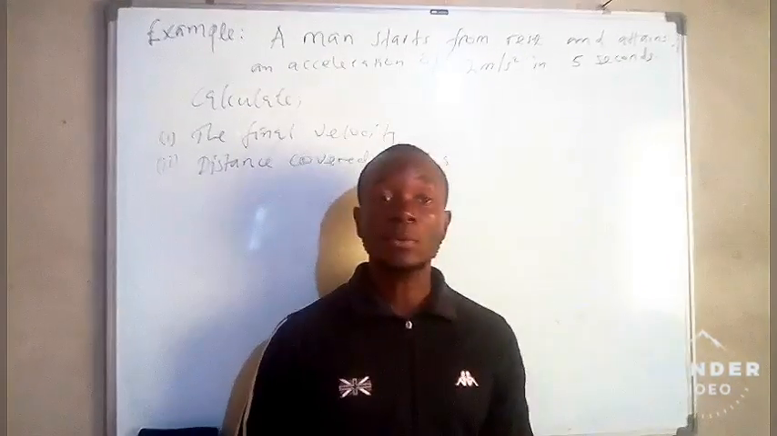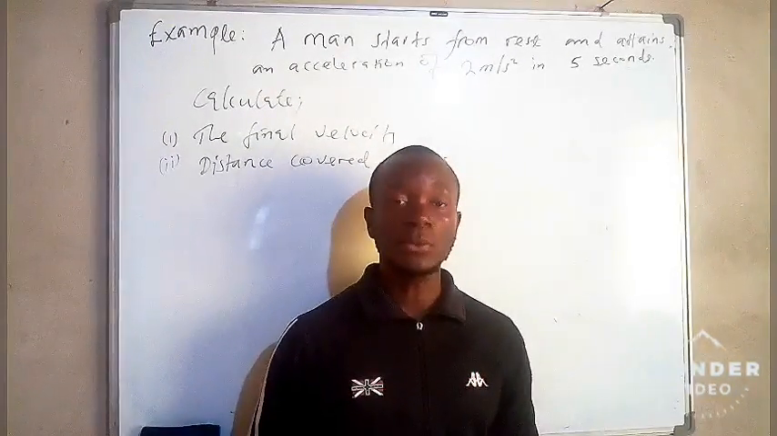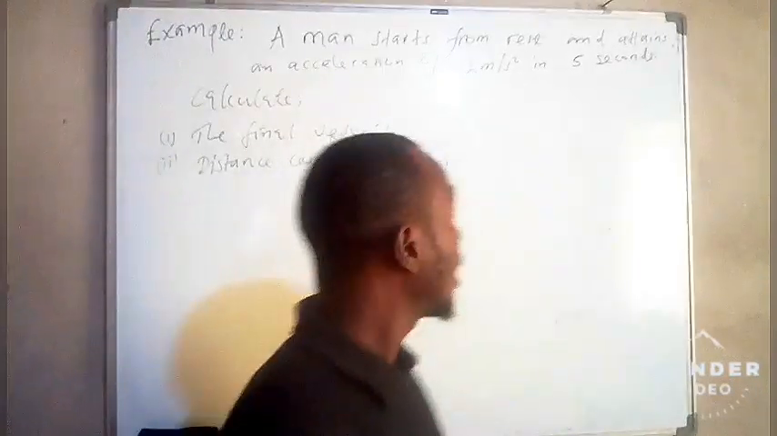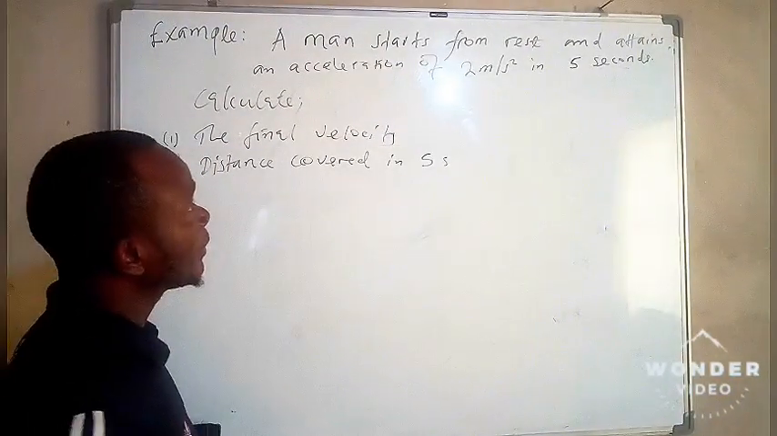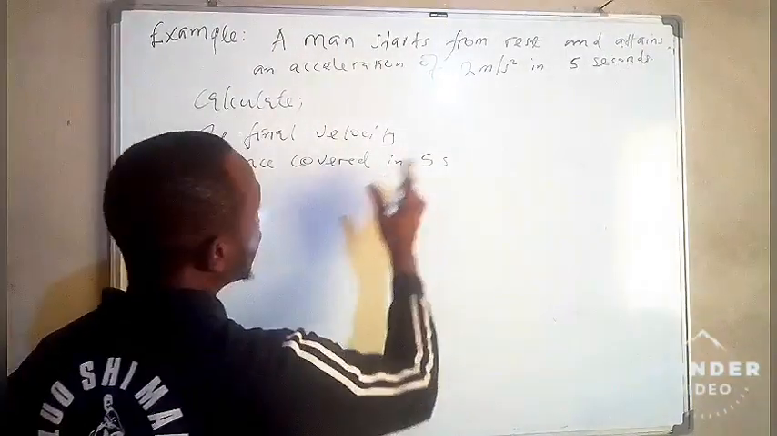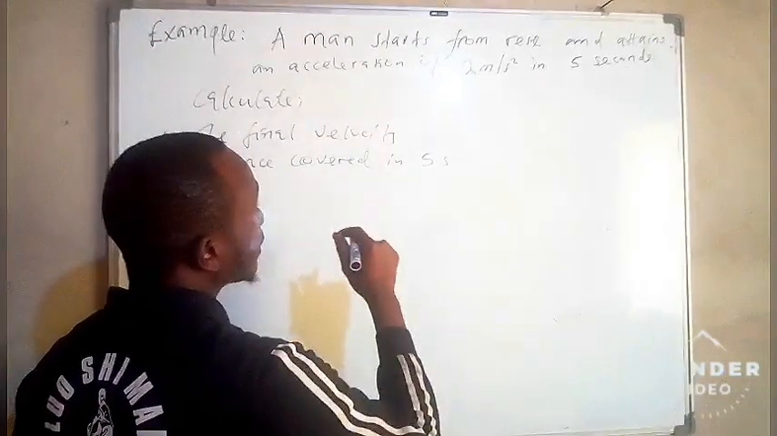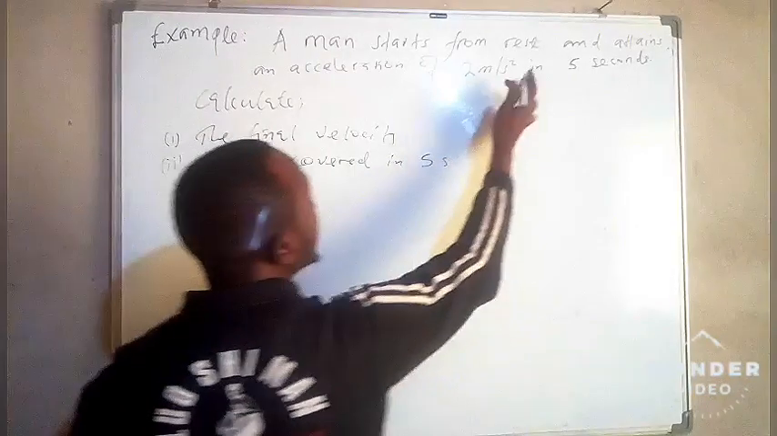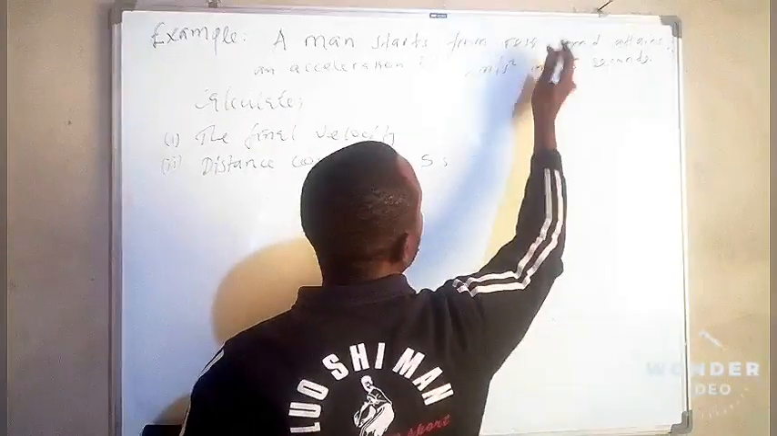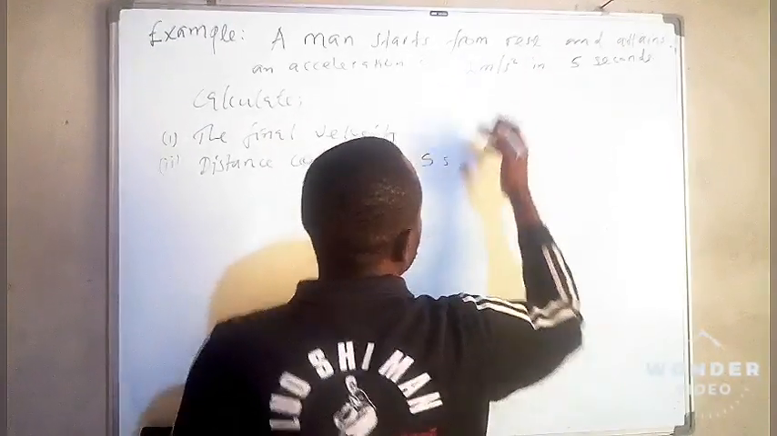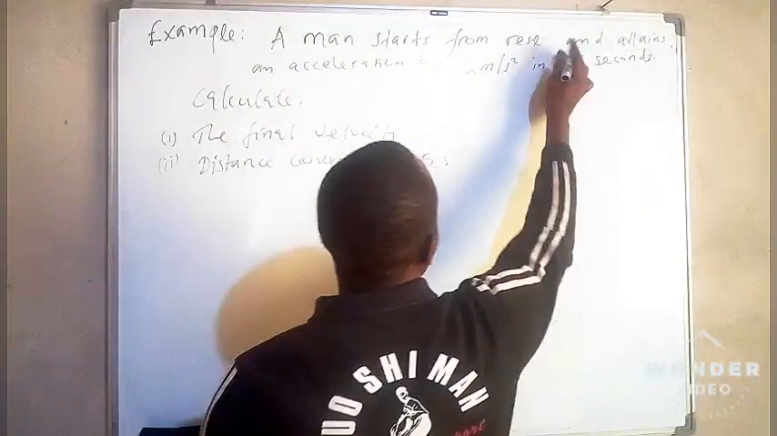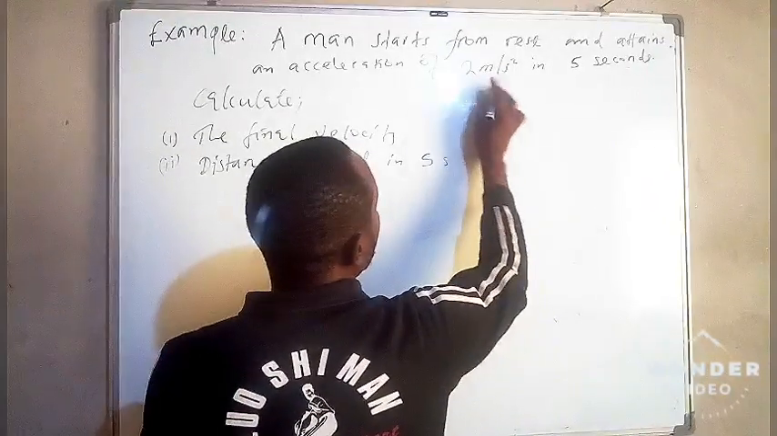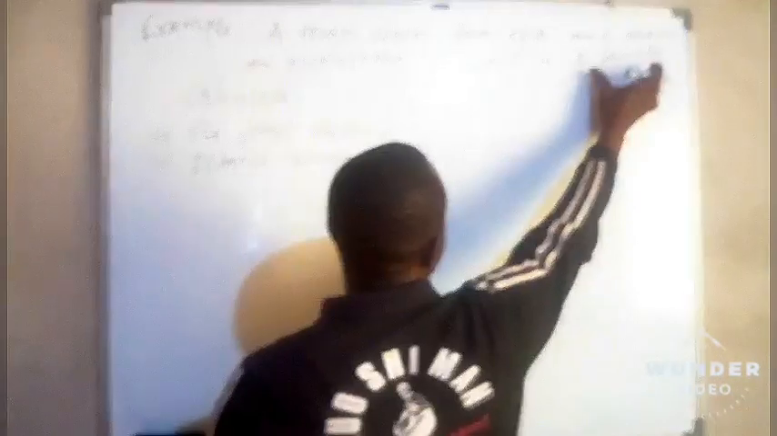Welcome. In this video, we're going to look at an example on how to use the three equations of motion. The question says, a man starts from rest and attains an acceleration of 2 meters per second squared in 5 seconds. Starts from rest means there's no movement there. There was no velocity. The initial velocity was 0. And attains an acceleration of 2 meters per second squared in 5 seconds.